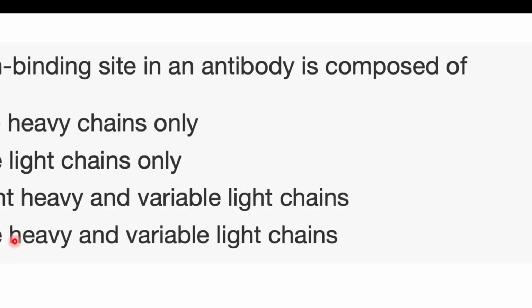Question number 1: the antigen binding site in an antibody is composed of dash. Option A, variable heavy chains only; option B, variable light chains only; option C, constant heavy and variable light chains; option D, variable heavy and variable light chains. So this is the first question. These are the four options that are posted here.